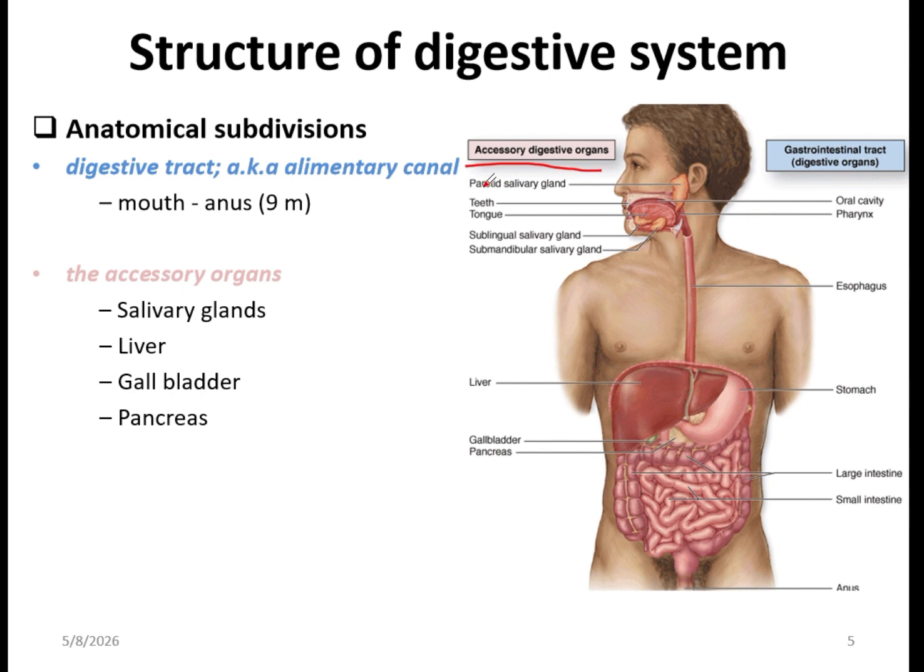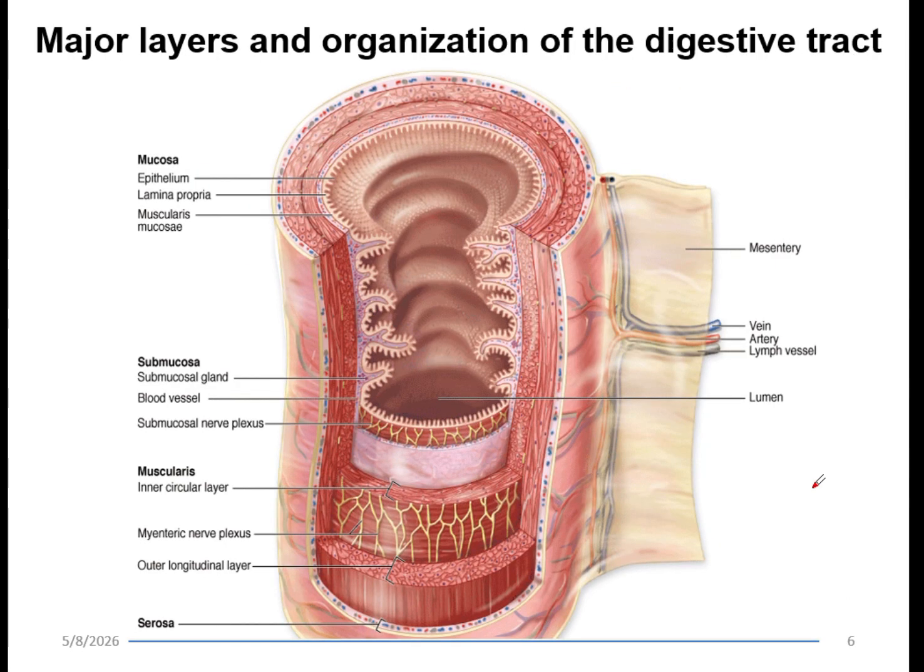Okay, so here you can see the accessory digestive organs. This one is the parotid salivary gland, and this is the teeth, tongue, and this is the sublingual salivary gland. And this one is the submandibular salivary gland. And this is also liver, gallbladder, pancreas. So these are the accessory digestive organs, right? And here oral cavity, pharynx, esophagus, stomach, large intestine, small intestine. We will read the details of these one by one later, okay?